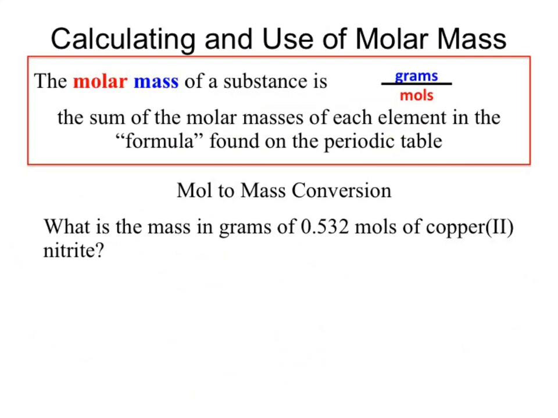Okay, so where do we start all problems? What do we want as an answer? We want grams of copper 2 nitride. I'm going to abbreviate copper 2 nitride as just CN because I'm a little bit lazy. We're going to have to be a little bit more specific with that in just a second. What do we start with?